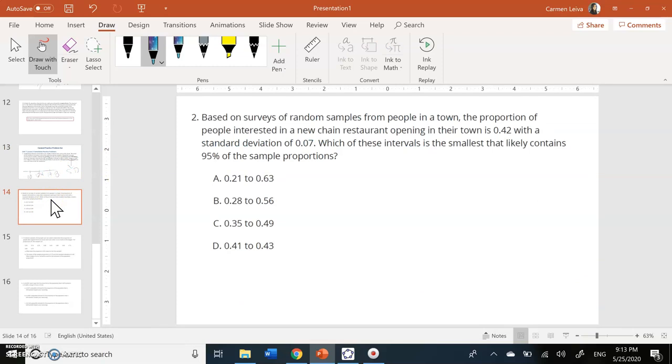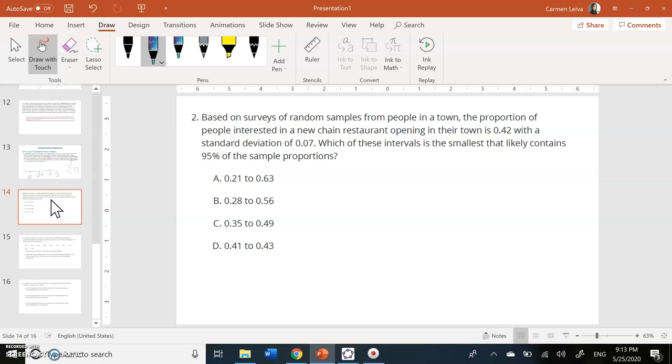Next one. Based on surveys of random samples from people in a town, the proportion of people interested in a new chain restaurant opening in their town is 0.42 with a standard deviation of 0.07. Which of these intervals is the smallest that likely contains 95% of the sample proportions?